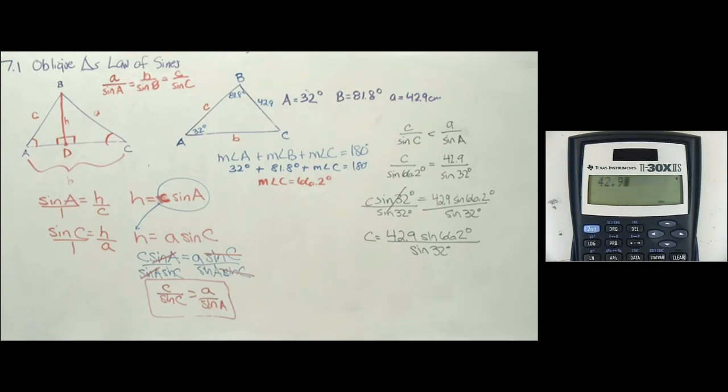42.9 sine 66.2 and close it for the angle. Angles have to be closed. I don't have to put a degree symbol. I'm in degree mode. Divided by sine 32 degrees and close it. Hit equals. And there comes our length of side C. Is everybody okay with that? Everybody's good? All right, I'm going to take that.